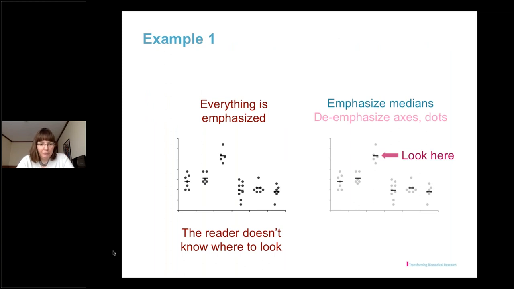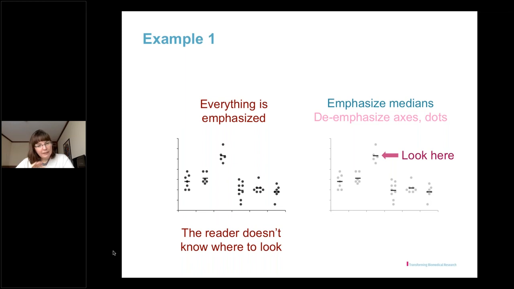So I have two different versions of the same graph. In the first version, on the left, everything is emphasized. So the dots are black, or the data points in the dot plot, the median lines are black, and the axes are black. And presumably, if they were shown, the axis labels and the numbers would be as well. So everything is emphasized, everything is the same level, and the reader doesn't know where to look.